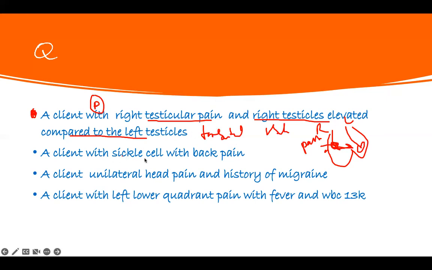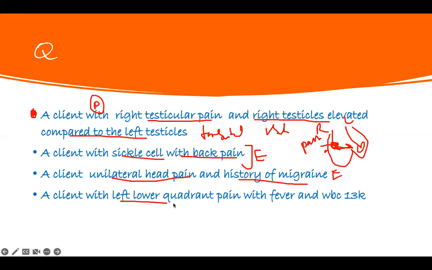A client with sickle cell with back pain, expected kind of pain. You expect them to have back pain, which is during exacerbation. So this is expected. A client with unilateral head pain and history of migraine. Well, if you have migraine, you can have exacerbation. So this is an expected pain too.